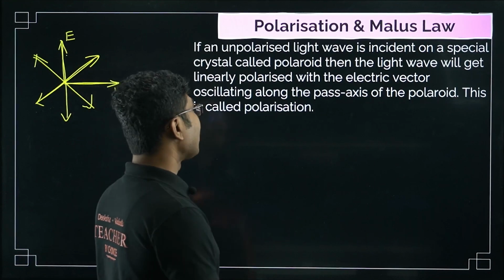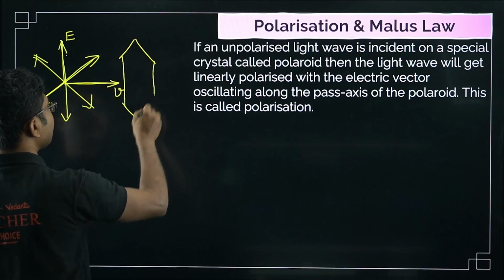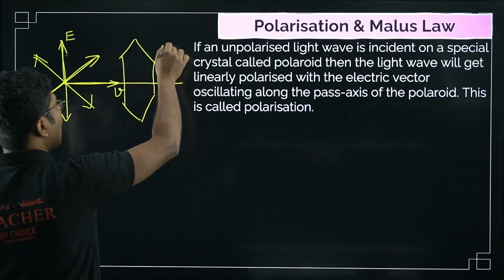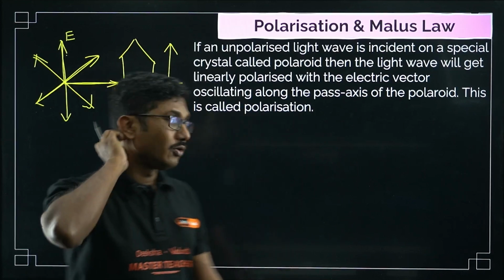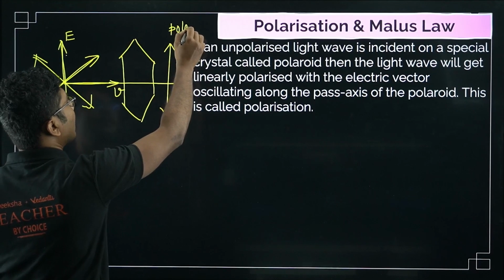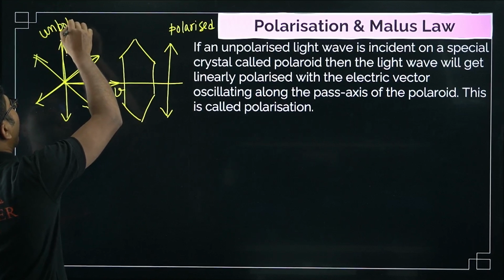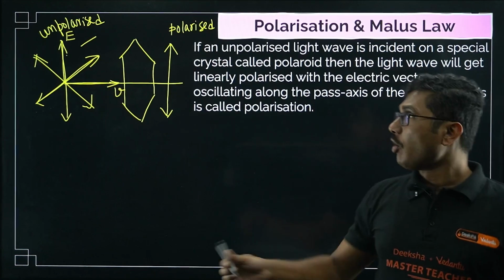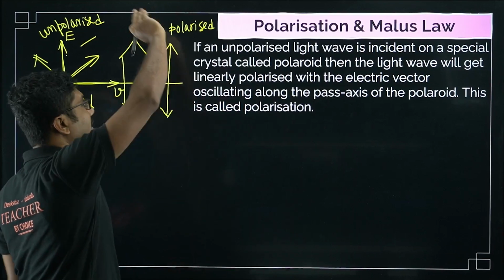What is the meaning of linearly polarized? If you keep that crystal, the crystal design is generally shown like this. This is the structure of the crystal. Once the light passes through it, all of these vibrations will be aligned only in one direction, and no other vibrations will be present. This is called polarized. This is unpolarized. Once polarized light passes through that crystal, all of the electric field vibrations align only in a particular direction, either in this direction or another direction.